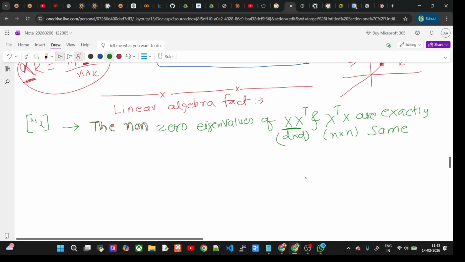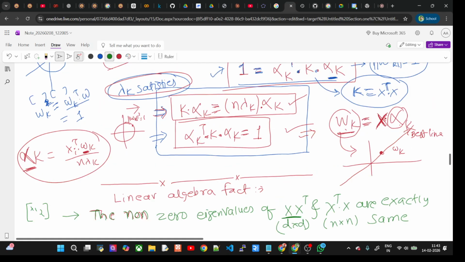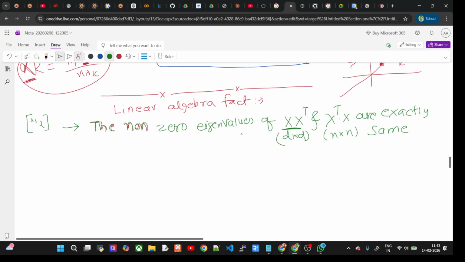Till now we understood we want the alpha k which satisfies these two equations. Just remember, don't forget these equations. You don't need to mug up these things, but just understand that we derived this equation, and alpha k should satisfy these two equations. Now, because X into X transpose and X transpose X share this fact, how many maximum eigenvalues can I take, since this is n cross n and this is d cross d?